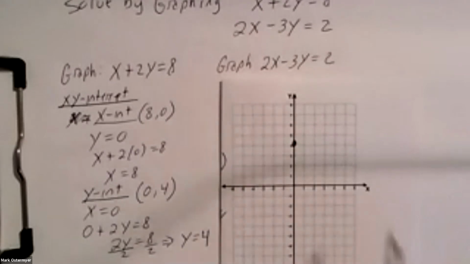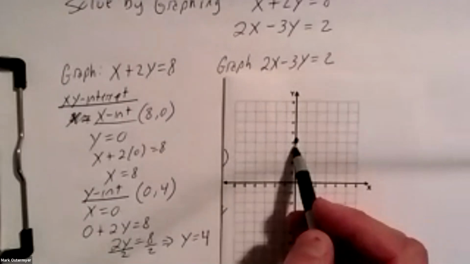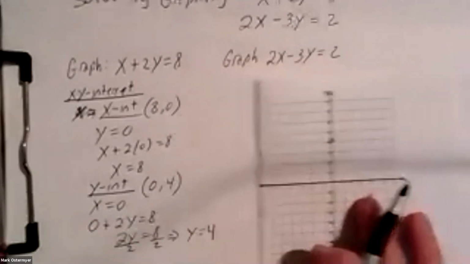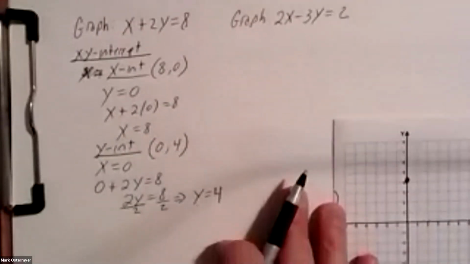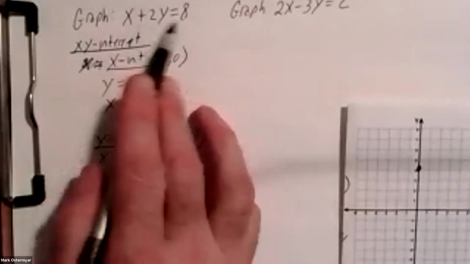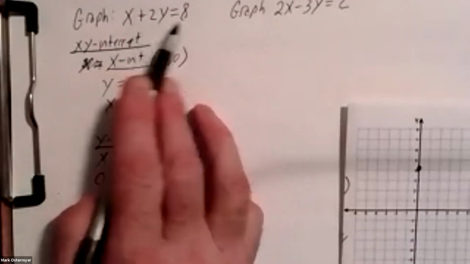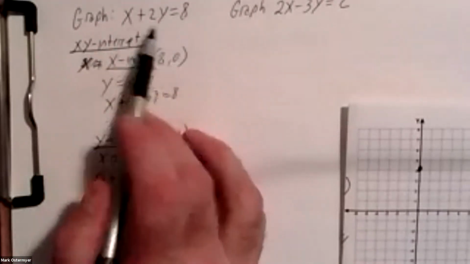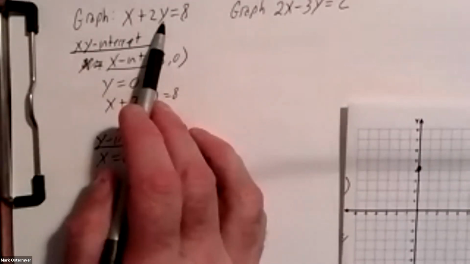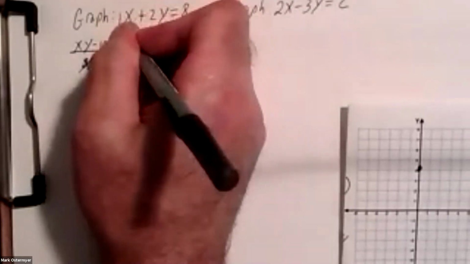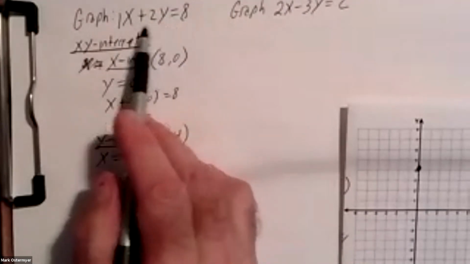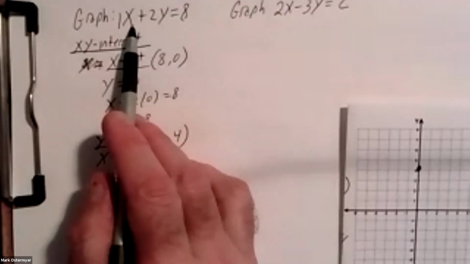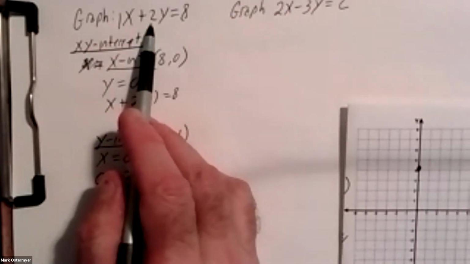Since my x-intercept is going to be off the page here, I'm going to plot my y-intercept, which is 0, 4. And then I'm going to get this equation in the slope-intercept form by solving it for y. So how do I solve for y here? How do I solve this equation for y to get it from standard into slope-intercept form? What do we have to do here? Solve for y.